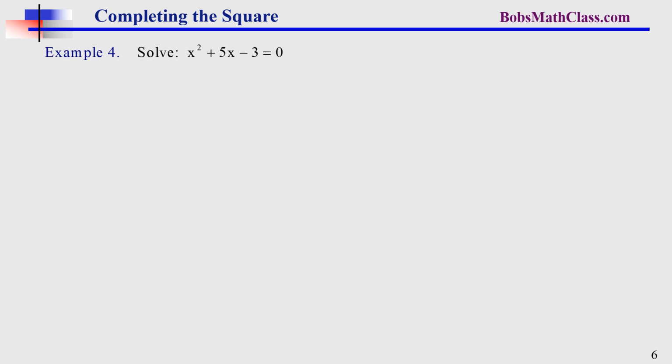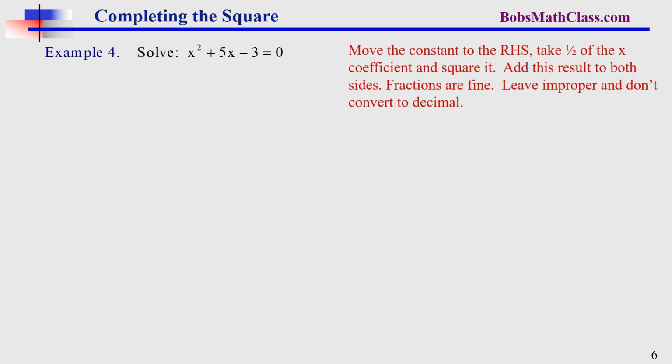Okay, here's another one. Still the same process. The last one we had complex numbers, a negative in the square root. This one we're going to get fractions. Okay, so same thing though. Move the constant to the right hand side. Take 1/2 of the x coefficient, square it. That's the same thing. Add this result to both sides. Same thing. Fractions are fine, so leave it improper. Don't change it to a mixed number. Don't change it to a decimal. Just leave it as an improper fraction. All right, you'll see what I mean.